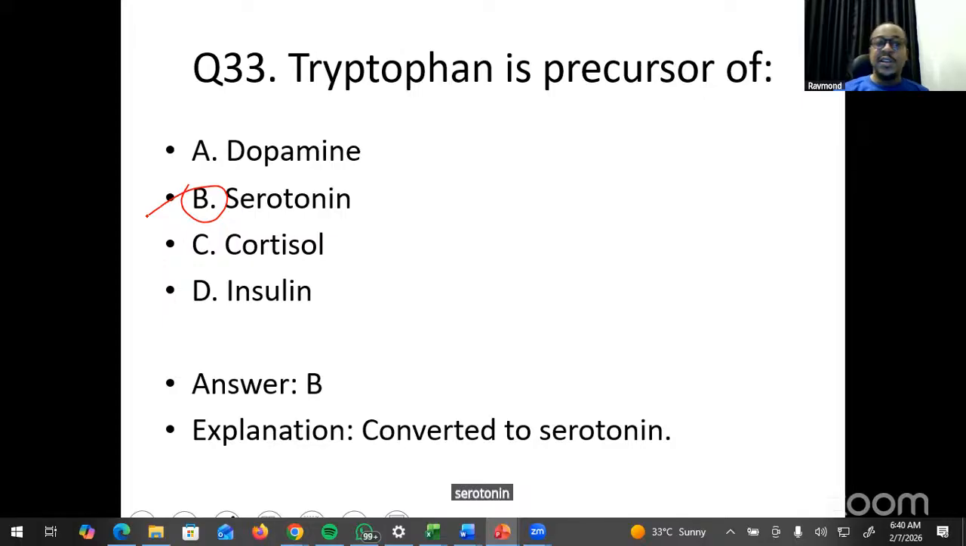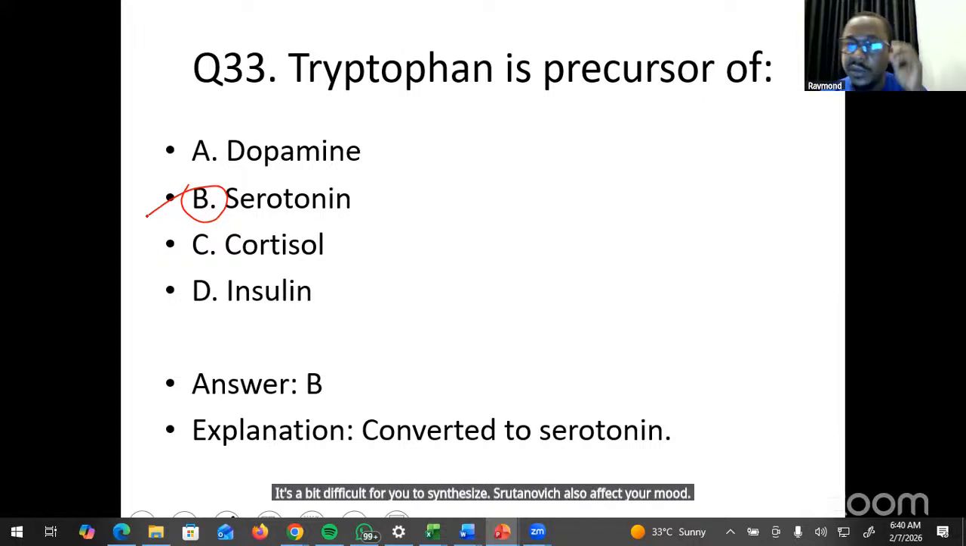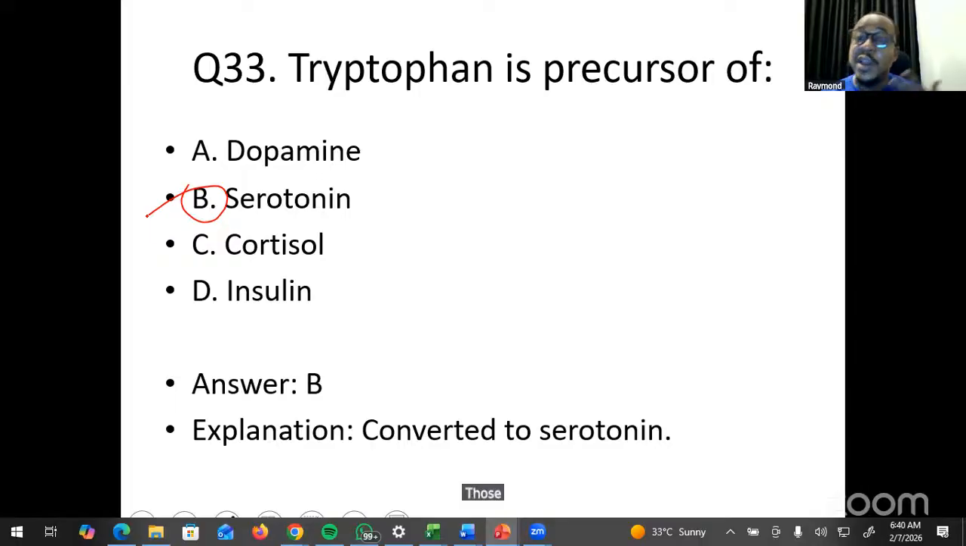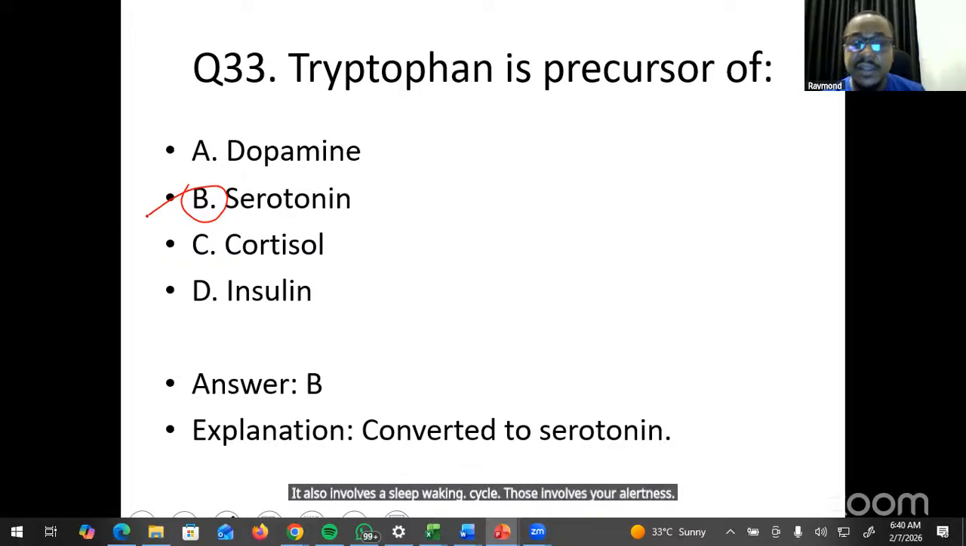So if tryptophan is lacking in your diet, it will be difficult for you to synthesize serotonin, which will also affect your mood. Are you happy? Are you sad? Serotonin is involved. It is also involved in the sleep-wake cycle and in alertness.